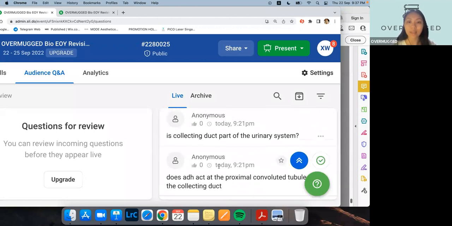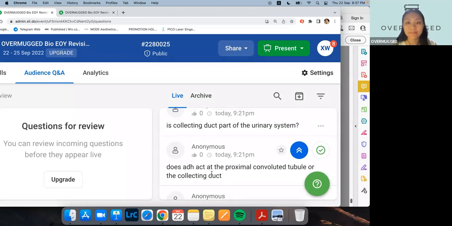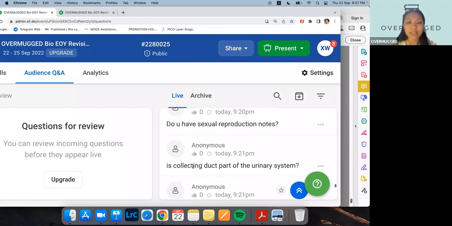Does ADH act at the proximal convoluted tubule or the collecting duct? Both. It acts at all the kidney tubules. Is the collecting duct part of the urinary system? It's a good question. It's part of the urinary system, but it's not part of the nephron. But it's okay to write that. You are right, the collecting duct is not part of the nephron, but it's still part of the urinary system, I would say.